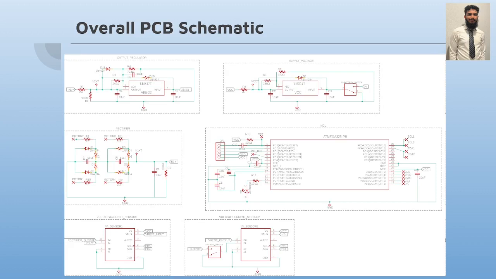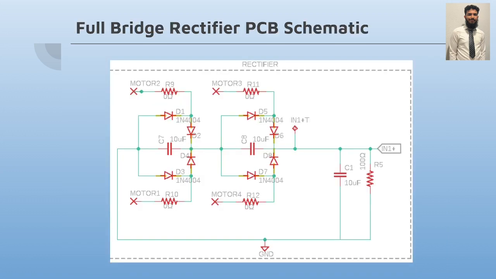Okay, so here we've got our overall PCB schematic. It consists of 6 parts, but the 2 sensors as well as the switches present aren't going to be present on the actual PCB. They will be external. So here we've got a full bridge rectifier with 2 bridges in series in order to convert the AC current to the DC, as well as a test point named IN plus T.